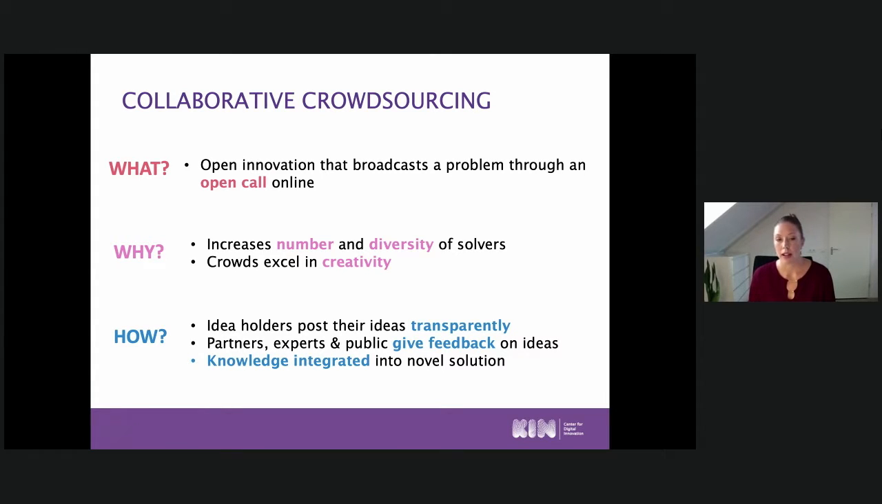They used a collaborative crowdsourcing platform, in which when you post an idea, everybody can see it, so it's completely transparent. All the ideas can be read by the other idea holders, but more importantly, people on the platform can give feedback on the ideas. This is the whole concept behind collaborative crowdsourcing: by giving feedback on ideas and interacting, you're able to integrate knowledge from different places, and in doing so, come up with more novel solutions.